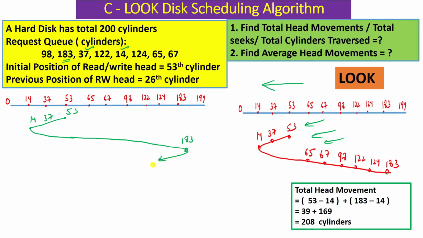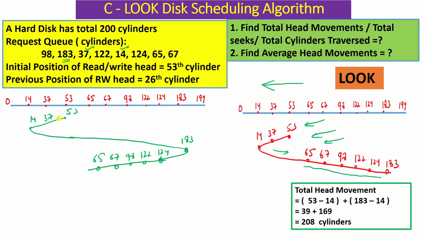Now we reverse our direction, and what requests will come in this path? We will see 98, then 122, 124, 65, 67, all these requests will come. All these requests which were serviced in the LOOK algorithm in this direction only will be fulfilled in this direction while we are applying C-LOOK. So 183 is serviced, then 124, then 122, and so on. We completed all the requests.